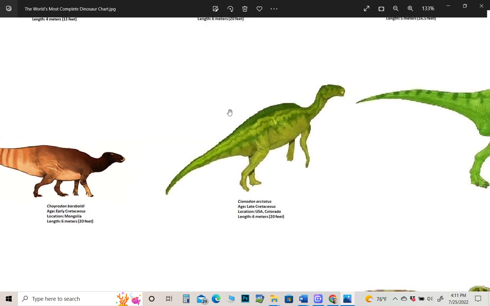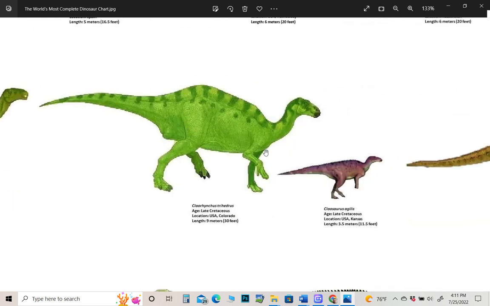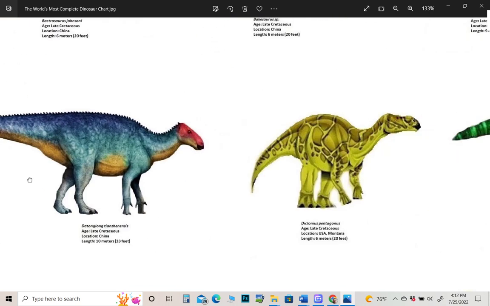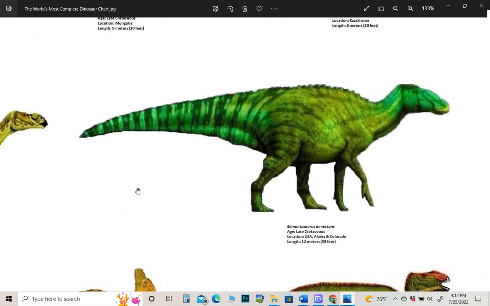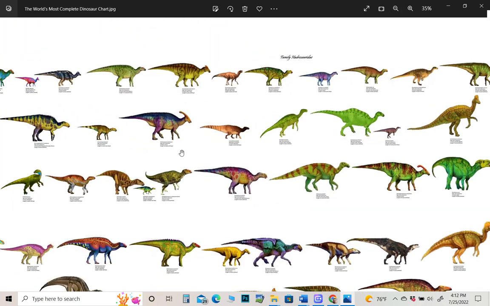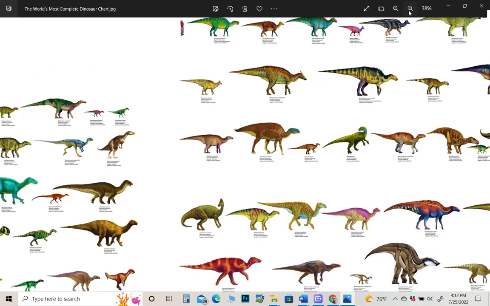Troilodon, Cyanodon, Cleorhynchus. By the way, in case people haven't realized yet, Maastrichtian was the last stage of the Cretaceous, lasting about 6 million years. Cleorhynchus, Claosaurus, Corythosaurus, Diphtonglong, Diclonius, and Edmontosaurus. And we go to the next line.